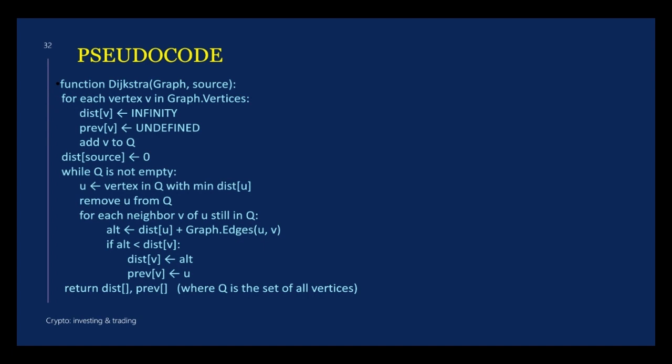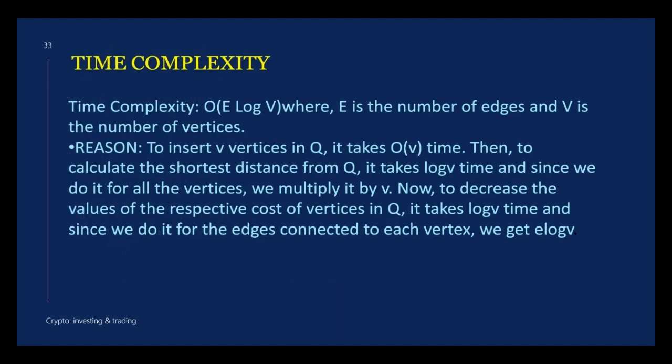The process goes on till we find the target node. Once we have found the least cost to the target node, our mission or our target is achieved. We have found the shortest path between the source node and the target node. Next up, we have the time complexity.